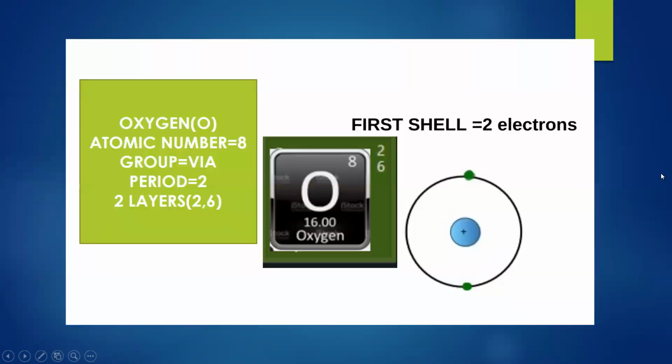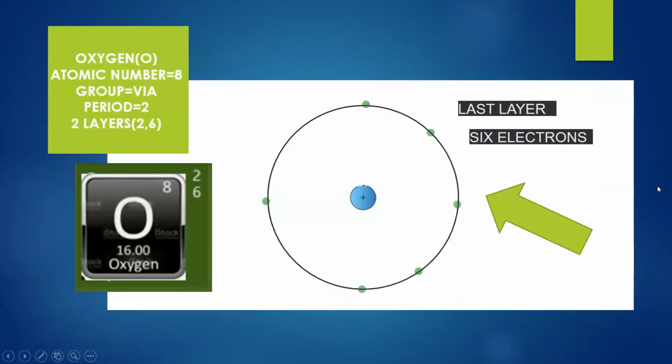Oxygen. Atomic number 8, group 6A, period 2. We have 2 layers. The first shell, 2 electrons. The last layer, 6 electrons.